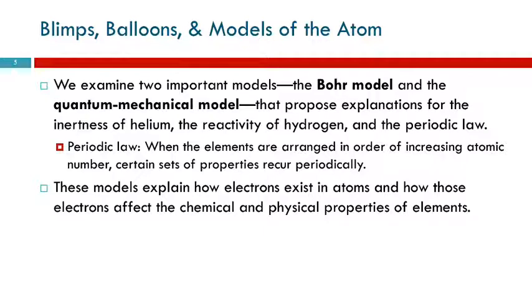So the group 1 elements have a lot of characteristics in common. The group 8A elements have a lot of properties in common. That's the periodic law. And quantum mechanics and the Bohr model are going to help us understand why that happens. We're going to be looking at the electrons and what they're doing.